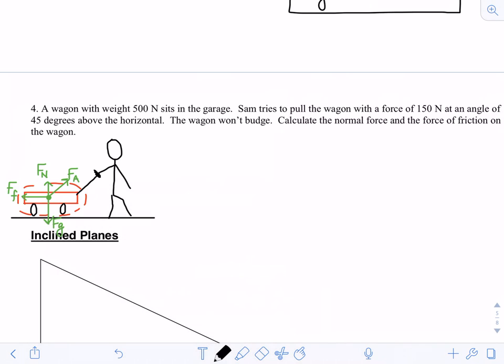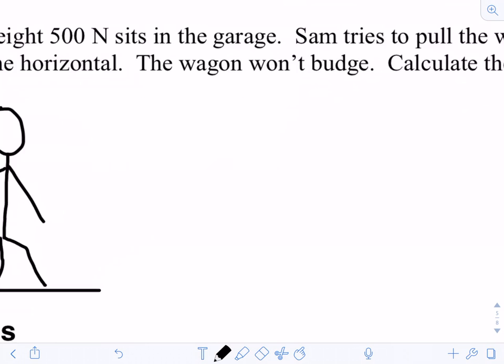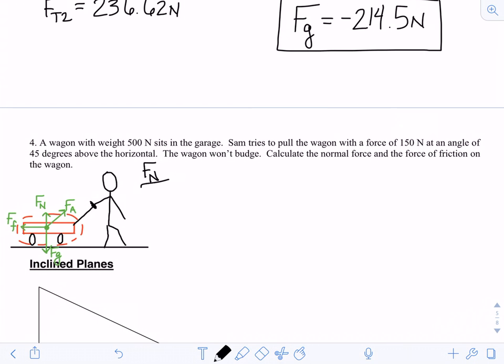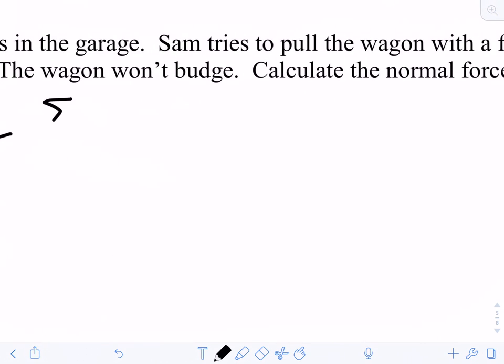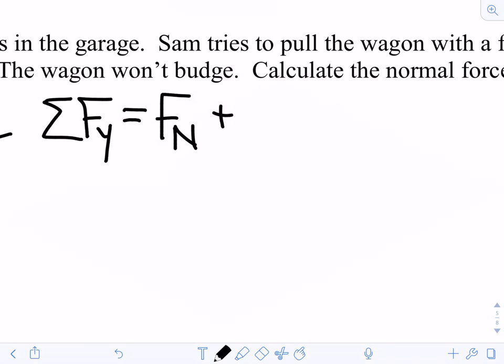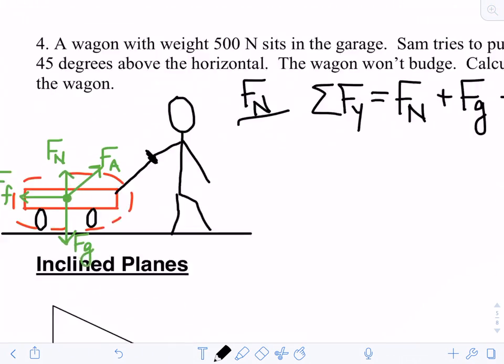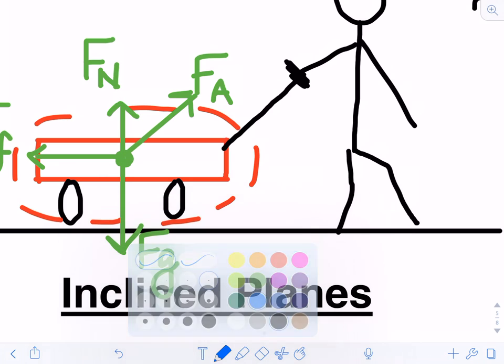So let's start by maybe finding the normal force, right? So we're going to start by finding our normal force. And the normal force is acting in the y direction. So we're going to want to write a little equation that describes all the forces acting in the y direction. And that would be the normal force and the force of gravity and part of the applied force from Sam, okay? Not all of it, not all of it. It's just the y component of this applied force from Sam.